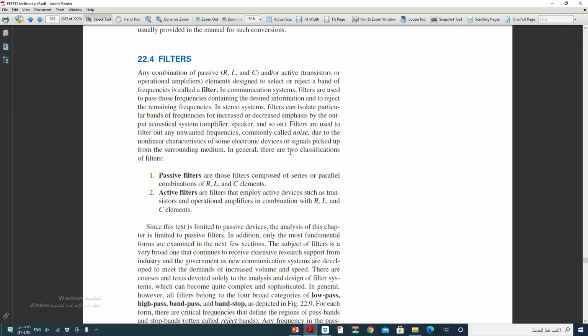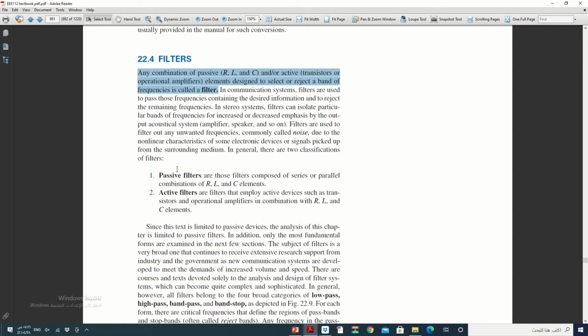We can define a filter as any combination of passive or active elements designed to select or reject a band of frequencies. If you design any circuit to pass some frequencies only, this is called a filter.